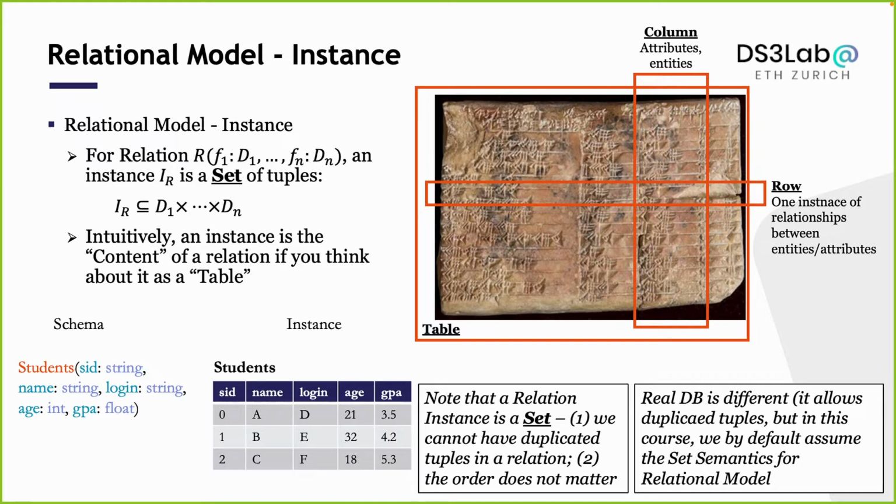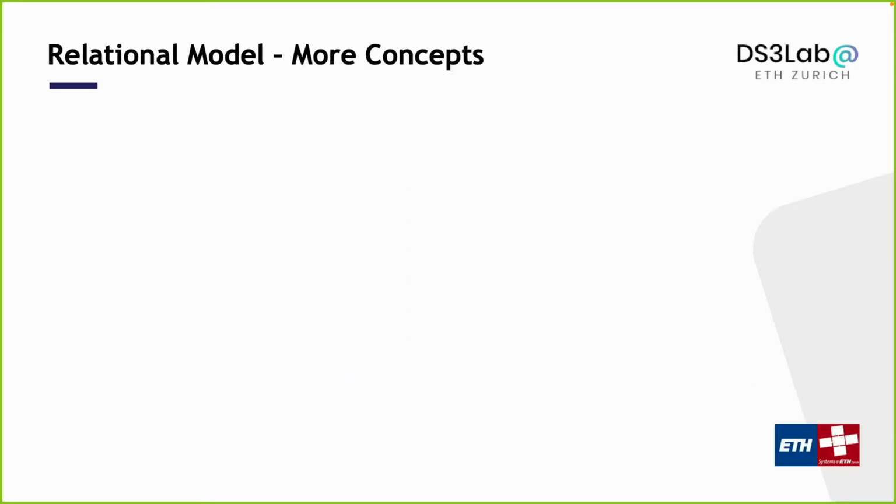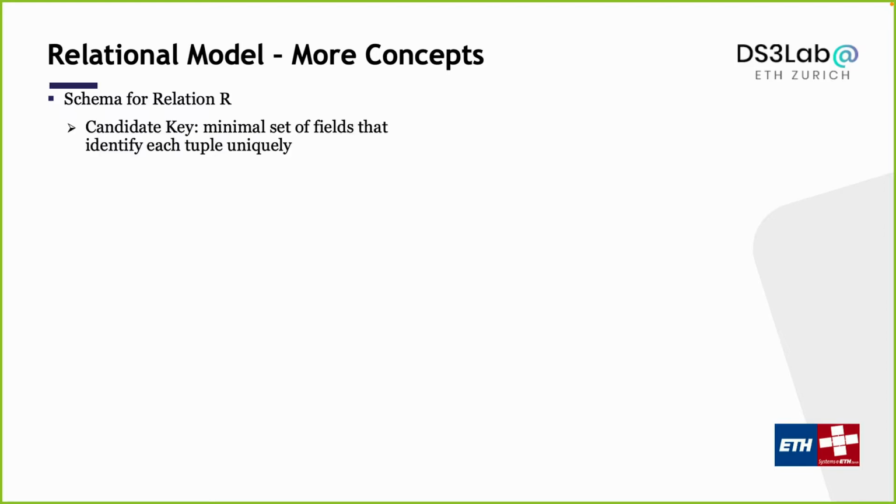So this is an instance of a relation. And there are more things you can define in a relational model. We can introduce a notion of key. Let's say we have a relation R with some schema. We can define something called a candidate key, which is a set of attributes. A candidate key is a minimal set of fields or attributes that identify each tuple uniquely.